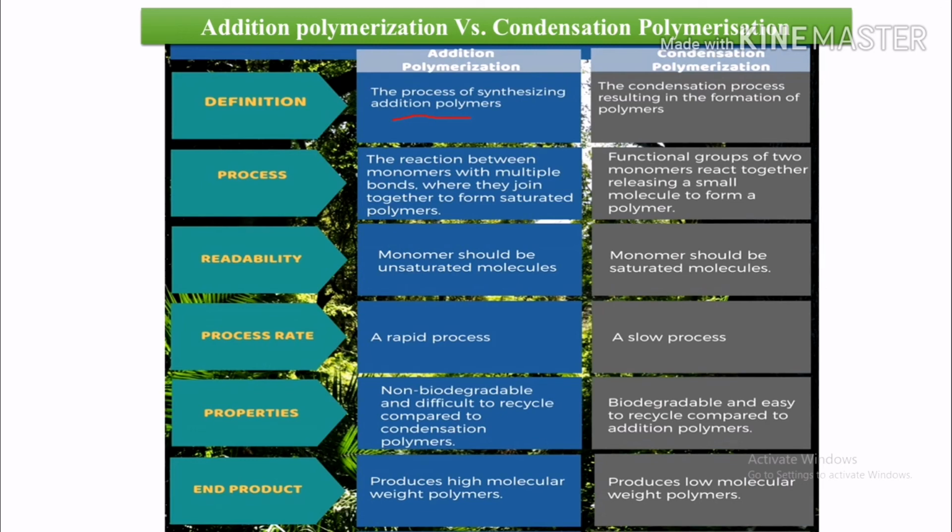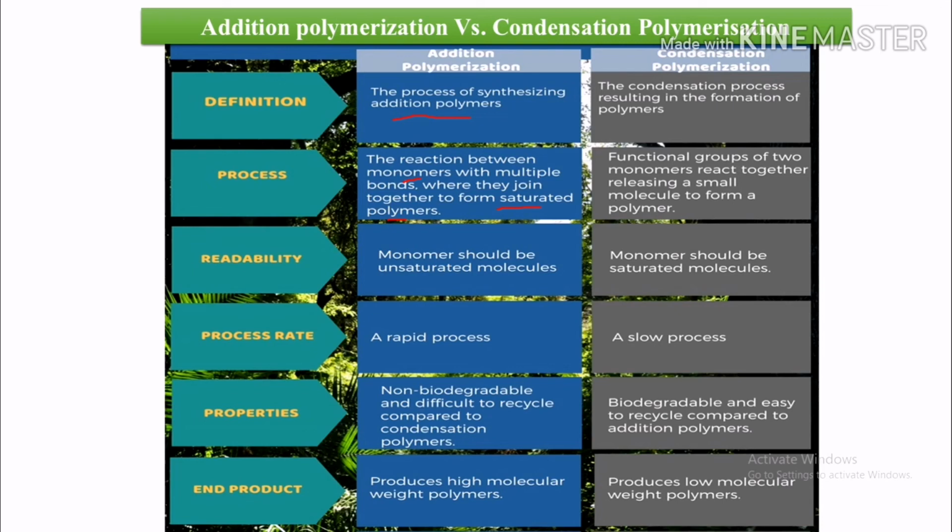In the reaction of addition polymers, we react monomers like alkenes. We react monomers of unsaturated compounds to form saturated polymers. The name of the polymer is related to the name of its monomer.